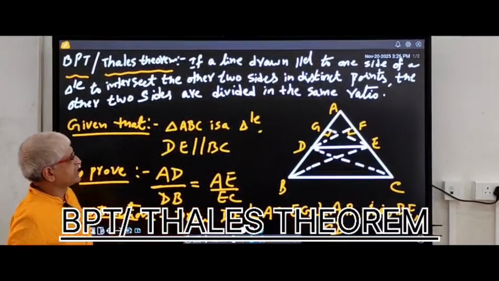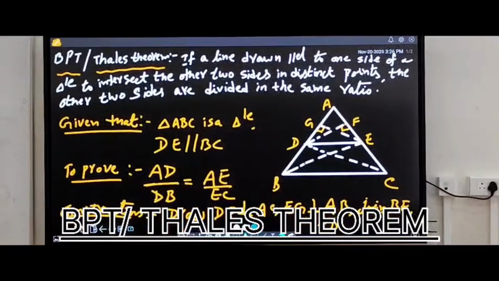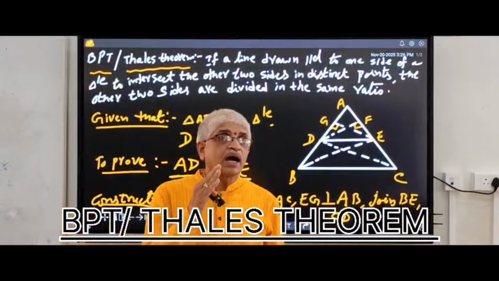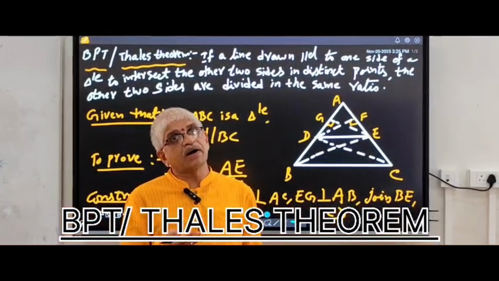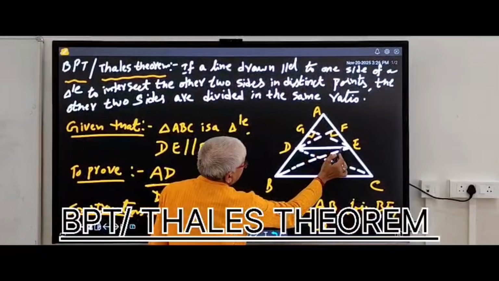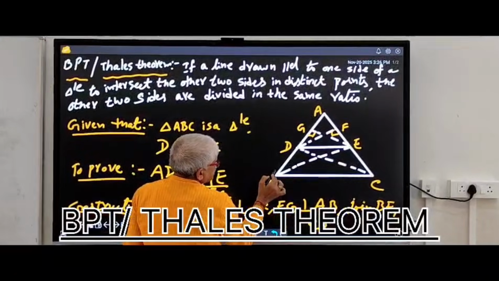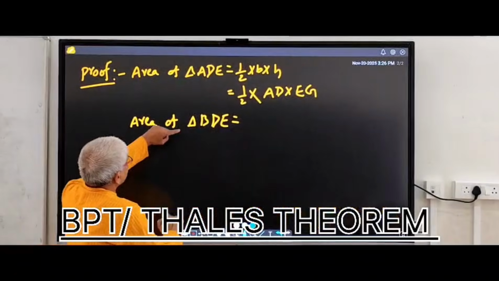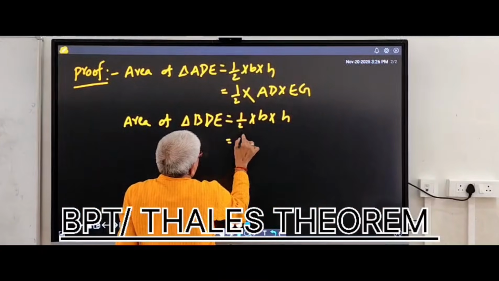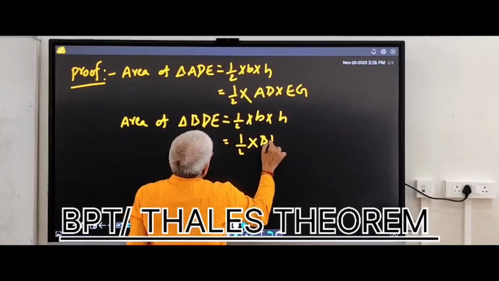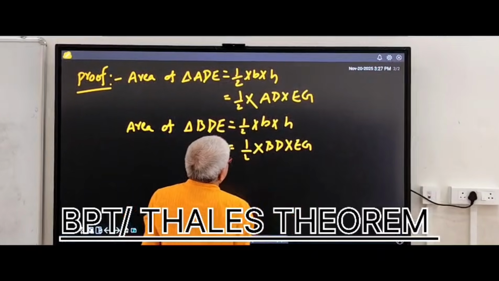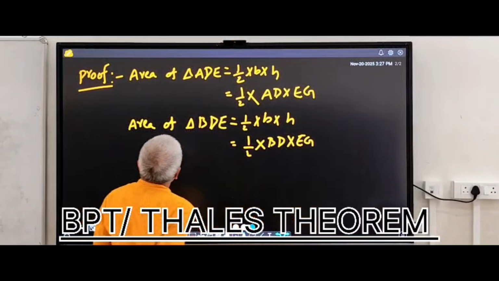Look here, BDE. What type of triangle is BDE? It is an obtuse angle triangle. In an obtuse angle triangle, the height will be outside the triangle. So for BDE, what is the height? Height will be EG and the base will be BD. So area of triangle BDE is again the same formula, half into base into height, that is equal to half into BD into EG.